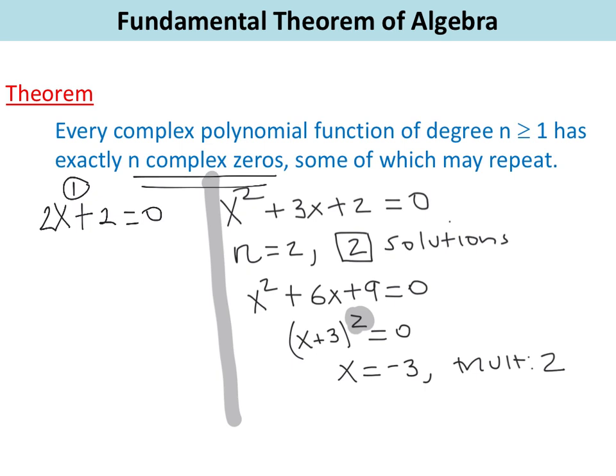Remember, if I solve this one, I get x is equal to -1. I could write this solution as -1 plus 0i. So every real number can be expressed as a complex number. Only the imaginary component is going to be missing.